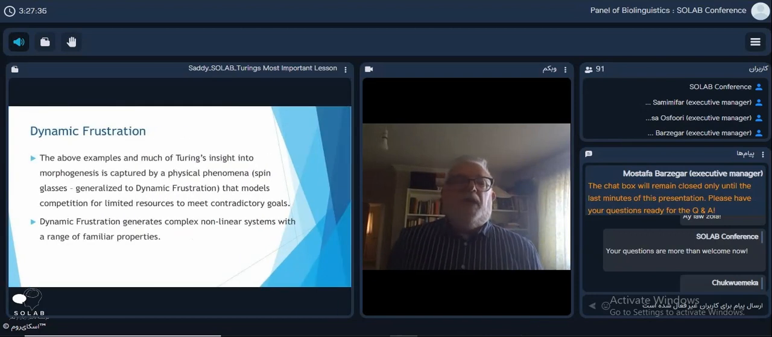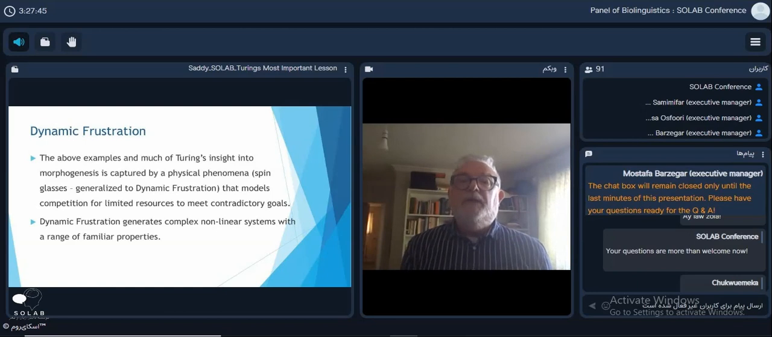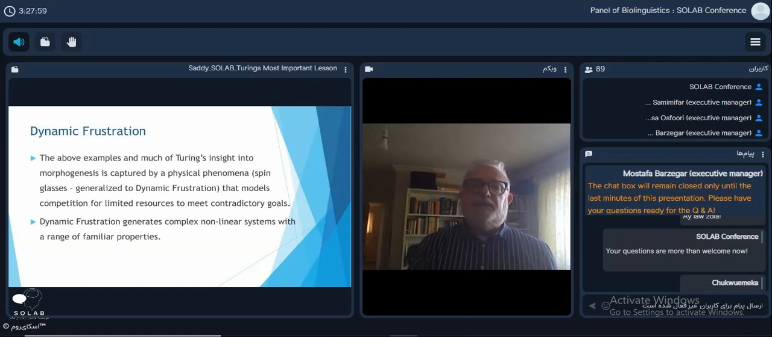So this is where I bring up dynamic frustration. These examples, and much of Turing's insight into morphogenesis, are captured by a physical phenomenon we've mentioned before, called spin glasses, which is generalized into the notion of dynamic frustration. That models competition for limited resources to meet contradictory goals. And dynamic frustration itself generates complex nonlinear systems that in fact have a range of familiar properties.